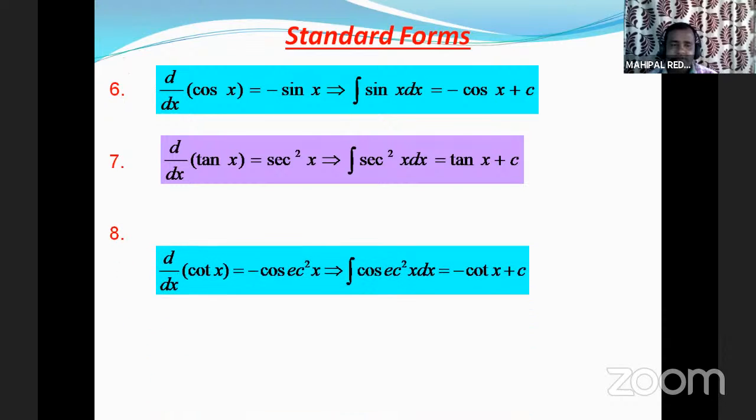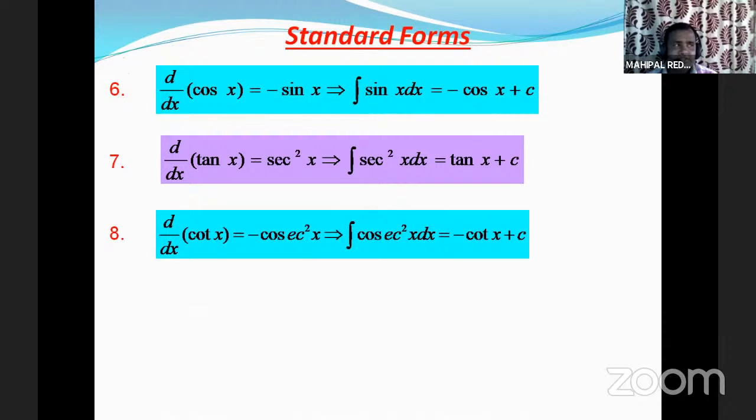Eighth one, derivative of cot x equals minus cosec square x. It implies integration of cosec square x equals minus cot x plus c.